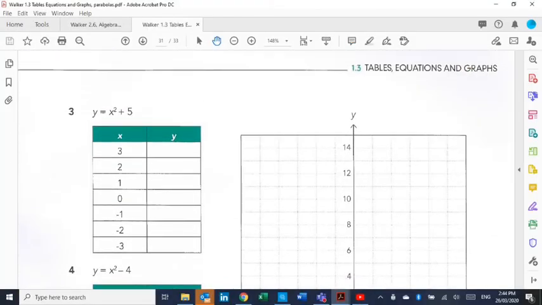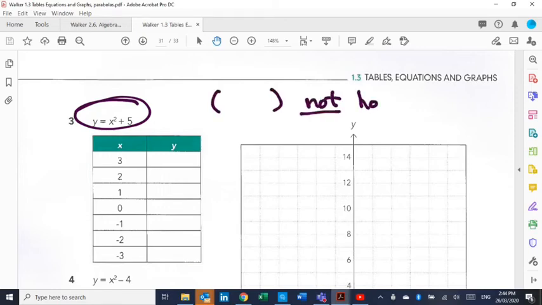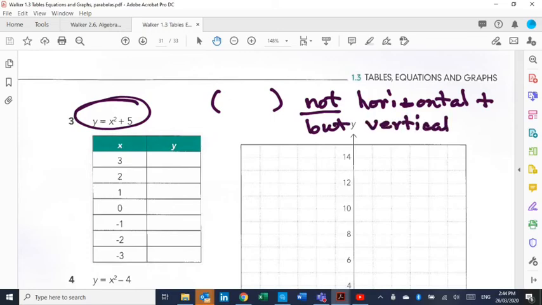Okay. First of all, they give you this one, y equals x squared plus 5. Well, that's x squared plus 5. Since you don't have the parentheses, it's not a horizontal translation, but vertical, meaning up and down. Okay? And so the starting point for this particular one is going to be at y equals 5. Okay? So here we go.